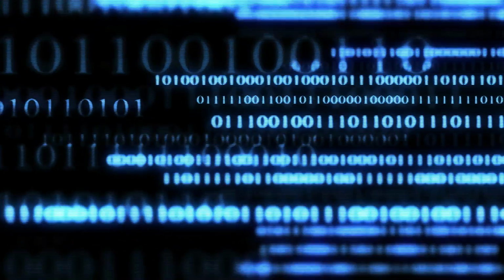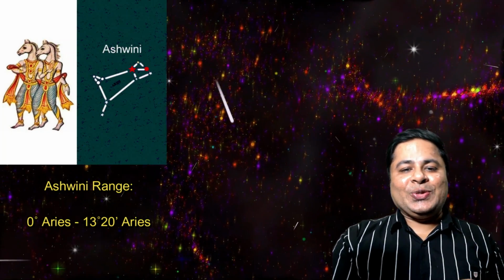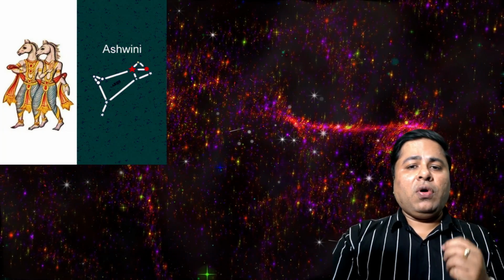So, number one nakshatra is Ashwini. It ranges from 0 degrees Aries to 13 degrees 20 minutes Aries. Ruling planet is Ketu. Deity, the Ashwini twins, divine physicians. Gun, Tamas, symbol, head of a horse.